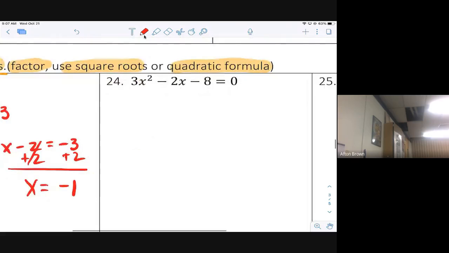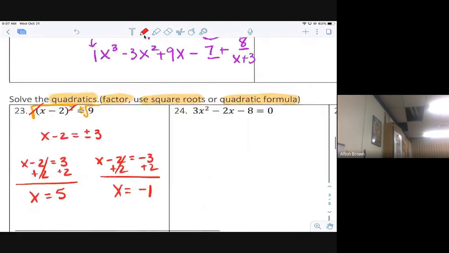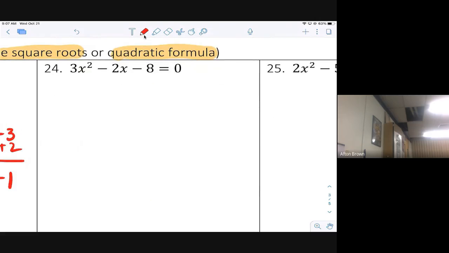Now I can use factors, square roots, or quadratic. So what am I going to check here? Like we looked at this one, it had something squared right there, so maybe square roots is out for this one. How many zeros it has? Okay. I didn't hear that.